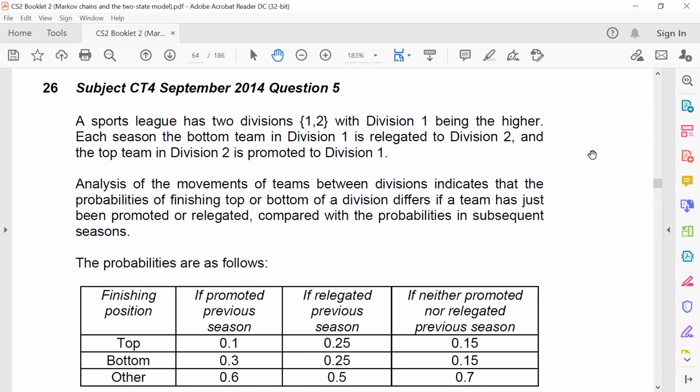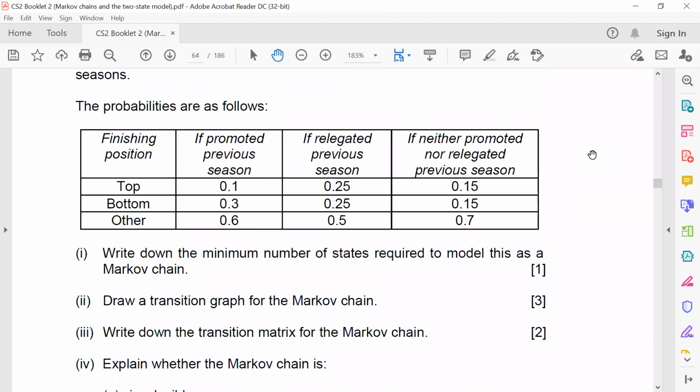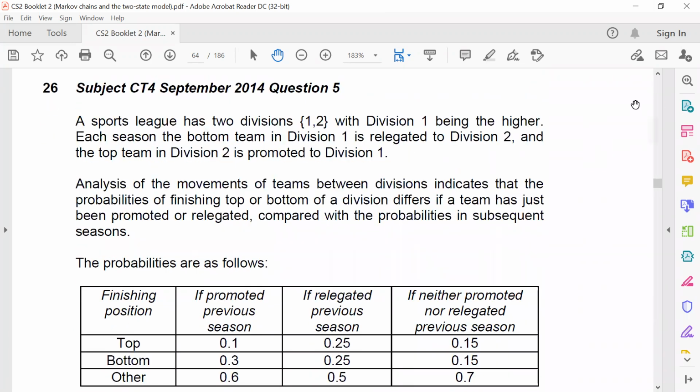Okay, but yeah, what's your doubt with this question? Again, I couldn't exactly define the states and the transition diagram. Okay, let us try to solve this.